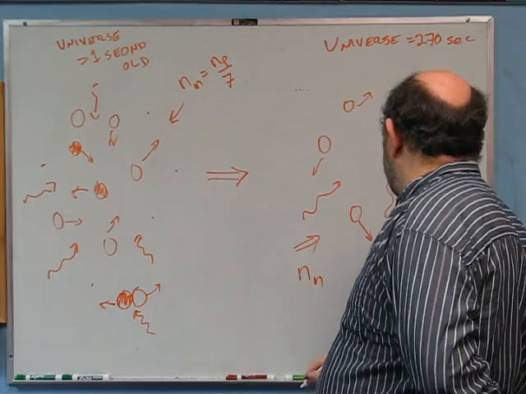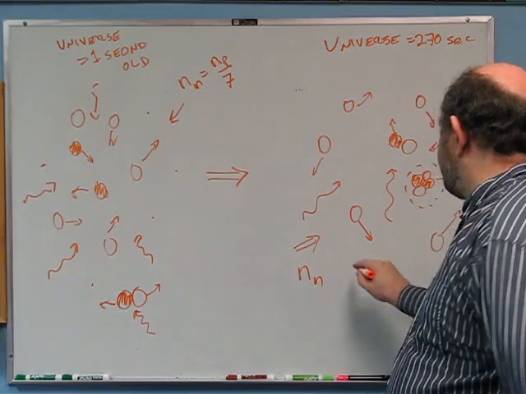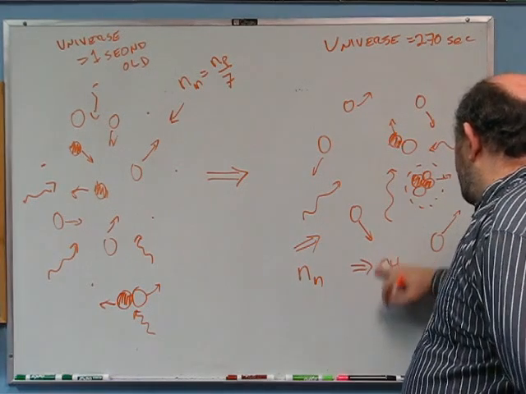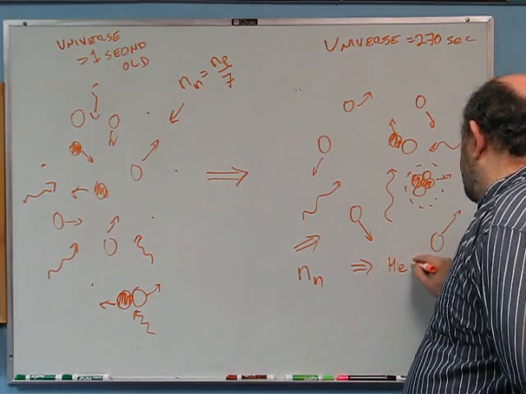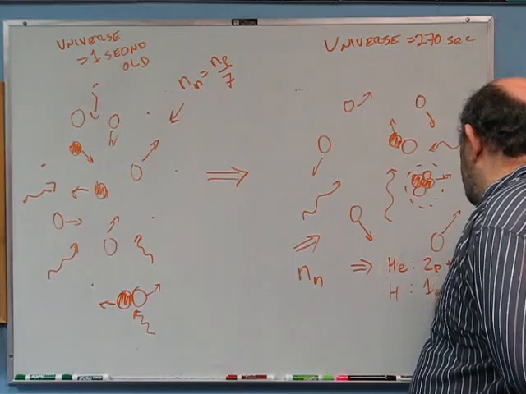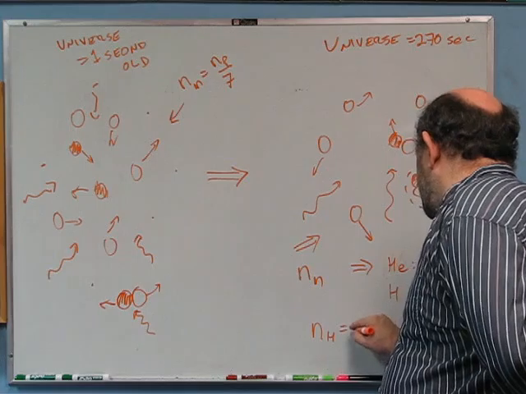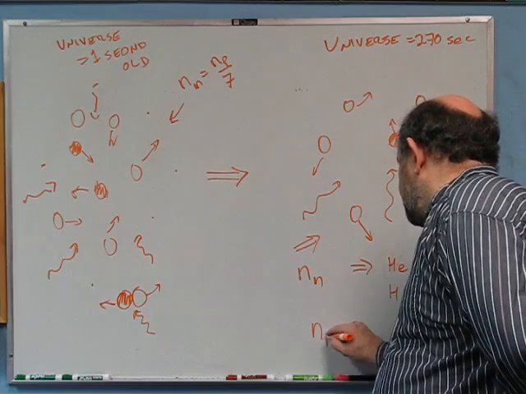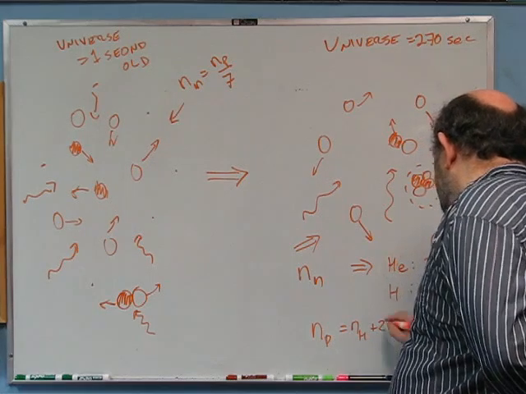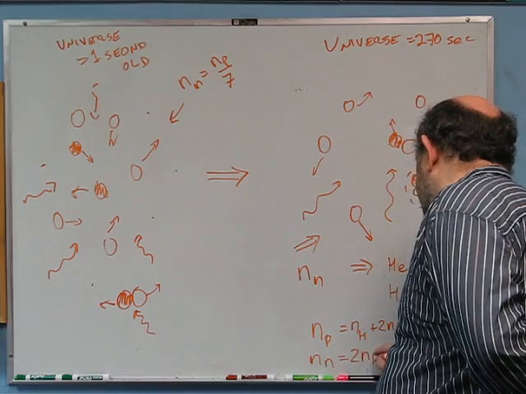We'll come back to that. But all of the neutrons are in helium. So let's think about what this means. Each helium has 2 protons plus 2 neutrons, and each hydrogen just has 1 proton. So the number of protons is equal to the number of hydrogens plus 2 times the number of heliums, because there's 2 protons per helium. Whereas the number of neutrons is equal to 2 times the number of heliums.